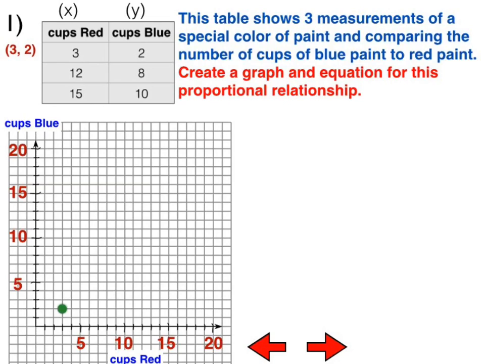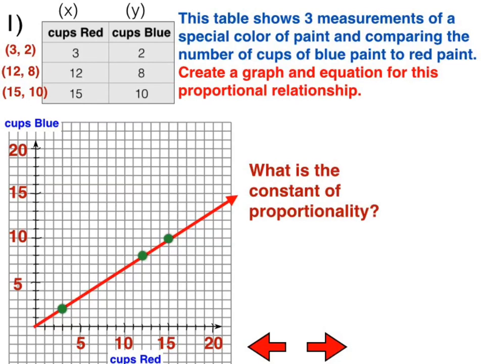So we've got 3, 2; 12, 8; 15, 10. Let's take our ruler and neatly draw our line through there. Once you've confirmed that your graph is correct, and you've made sure that you've labeled your x-axis and your y-axis, go ahead and find the constant of proportionality. Because it's hard to tell from the graph, we pretty much need to do that by confirming that it is proportional by checking our ratios.